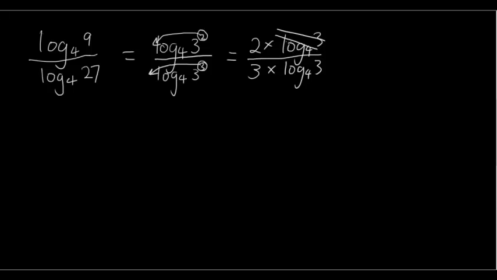These two terms are exactly the same. So the same number divided by itself is just 1. So now we're left with 2 over 3.